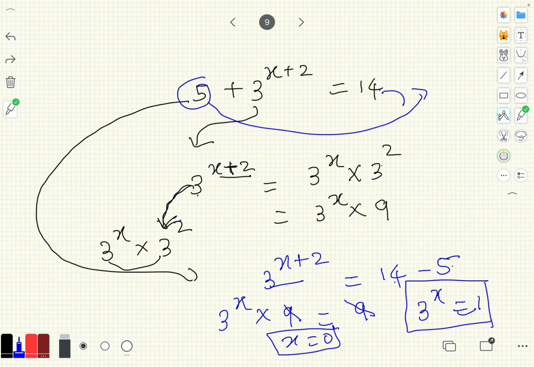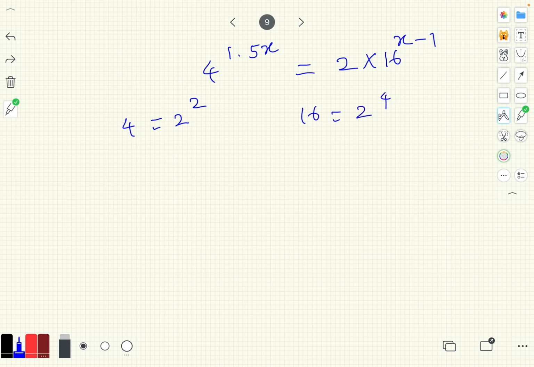And let's see one more question. Let's try a question where the power is in decimal form. Let's see. 4 to the 1.5x is equal to 2 to the 16x minus 1. Now the first idea, the systematic idea: the simple trick is to try to write everything in the base of 2. You can write 4 as 2 to the 2, 16 you can write as 2 to the 4.